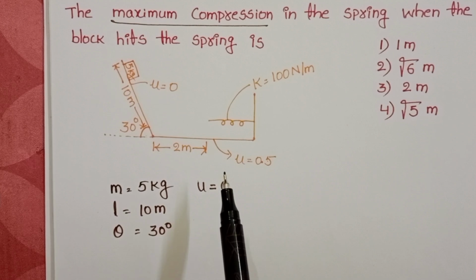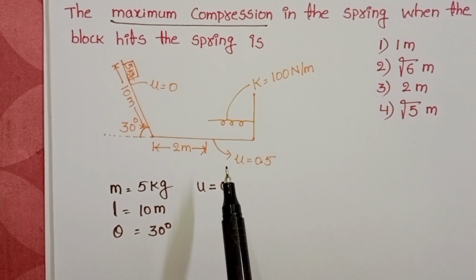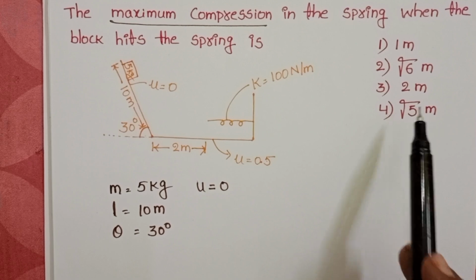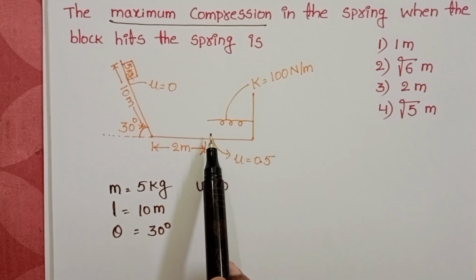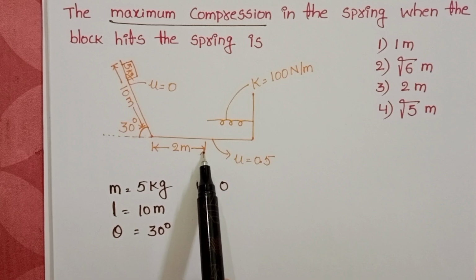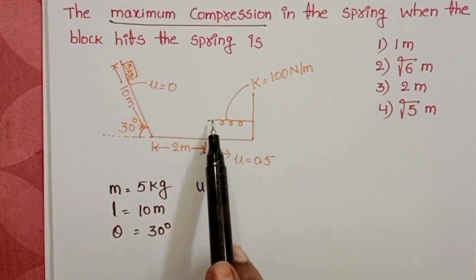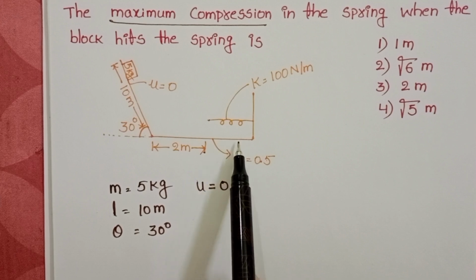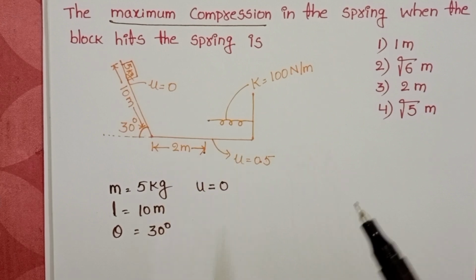But in this question, we have to take one assumption. Otherwise, we are not getting the exact answer. What is that assumption? The frictional force acting only up to this 2 meters. The place which is occupied by the spring, there is no frictional force. That is the main assumption in this question.